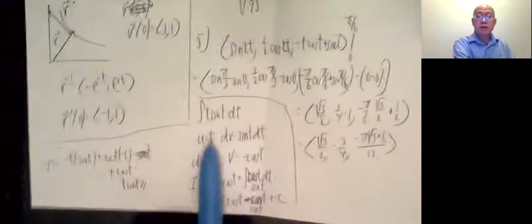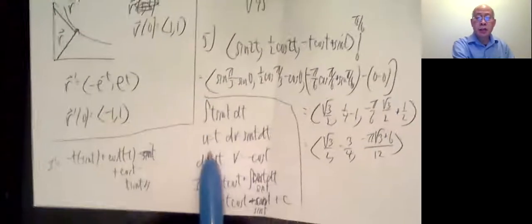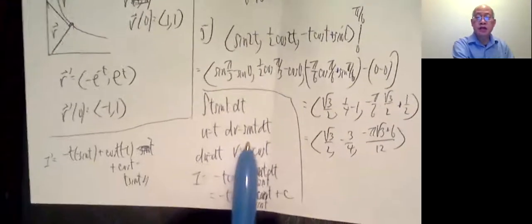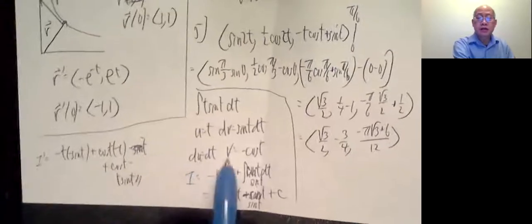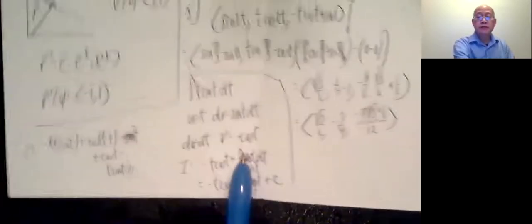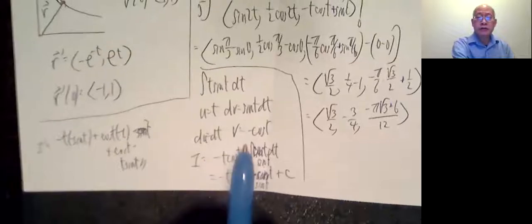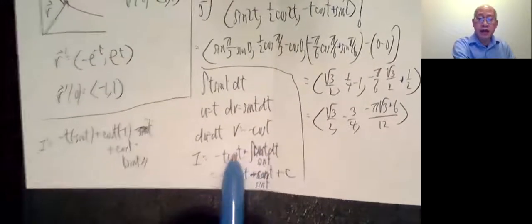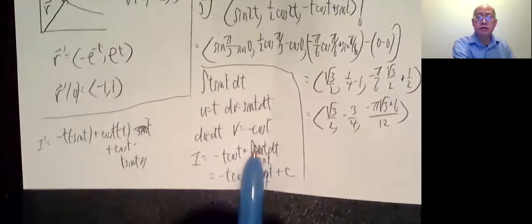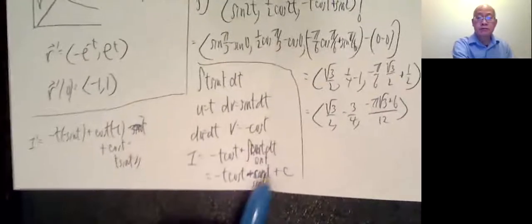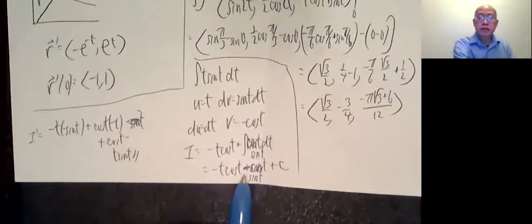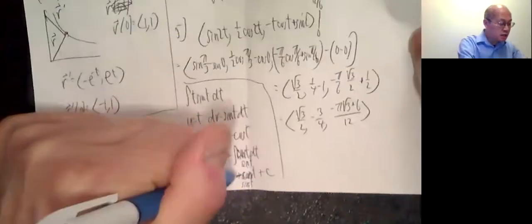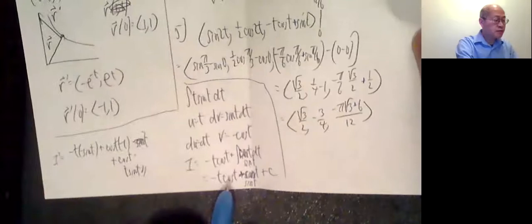So little timeout. The integral of t sine of t dt, let u be t, dv is sine t dt, du equals dt, v is negative cosine of t. So the integral is u times v, negative t cosine t, minus the integral of v du, so it's minus a negative cosine, so it's positive cosine. That comes out to be sine of t. So this should be negative t cosine t plus sine of t plus c. All right, so this is what I have for the antiderivative.